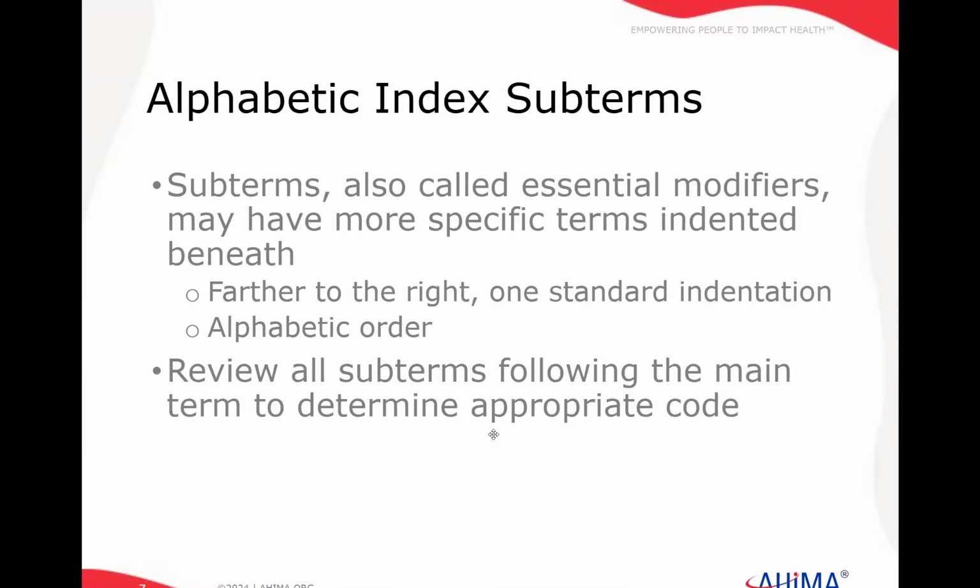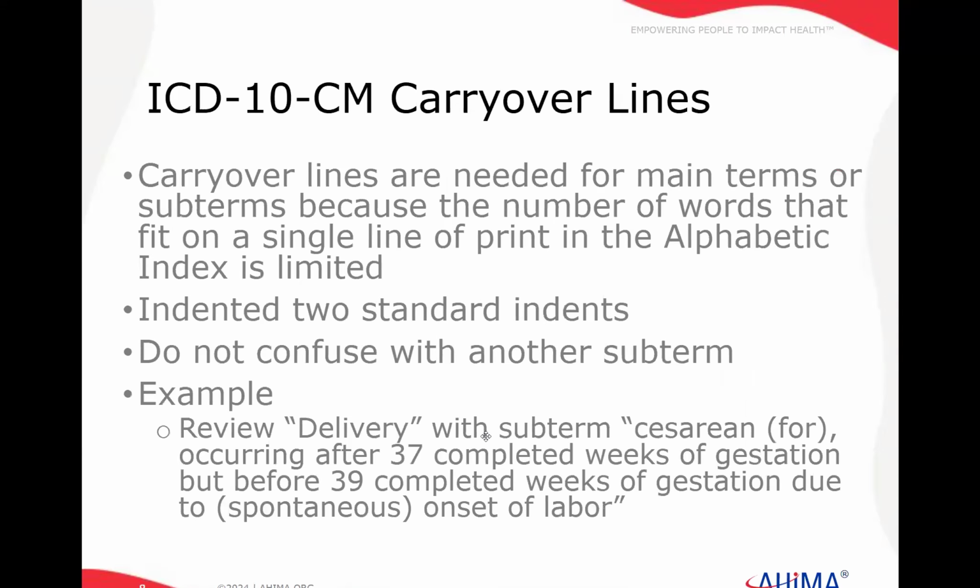Subterms are called essential modifiers, and they are listed in the alphabetic index farther to the right, one standard indentation. These are also listed in alphabetical order. You need to review all subterms following the main term to make sure you get the correct code. Carryover lines are used when you have main terms or subterms because the number of words doesn't fit on a single line of print. These are indented two indents over.